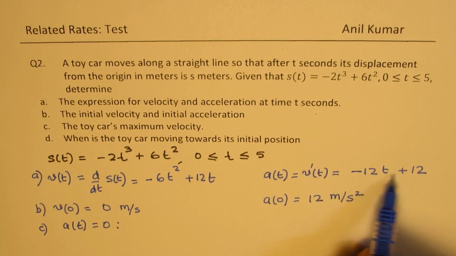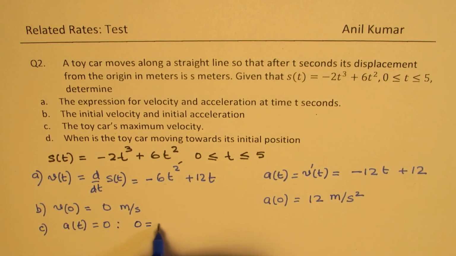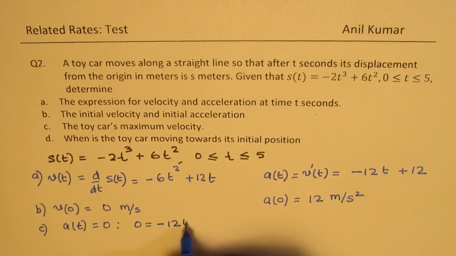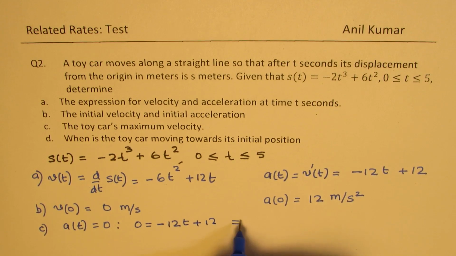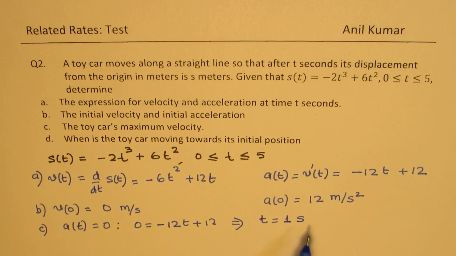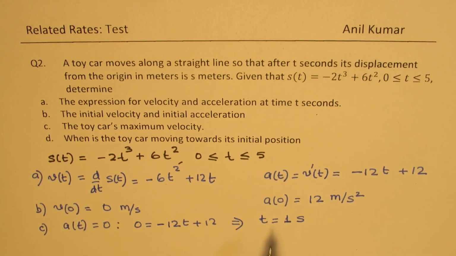So substituting that, if I write 0 equals minus 12t plus 12, that really gives you that t is equal to 1, right? So 1 second. So at t equals 1 second, we have a critical number. Now we need to verify whether at this critical number we have a maximum velocity or a minimum velocity, right? So that is what you need to check.